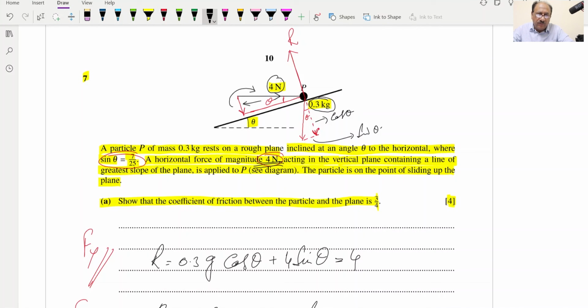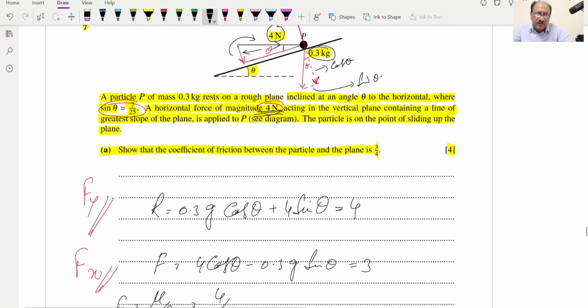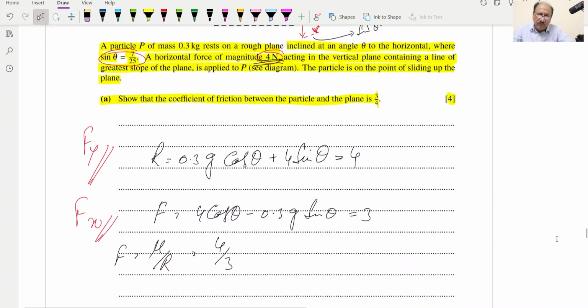So the coefficient of friction we have to calculate. F is equal to mu R, and mu is 4 over 3. Basically, how are we getting this 4 and 3? If you want an explanation for that, I will explain on one side how we are getting this 4 and 3.